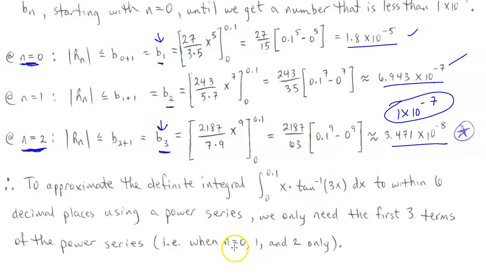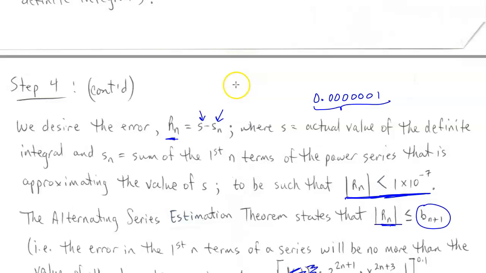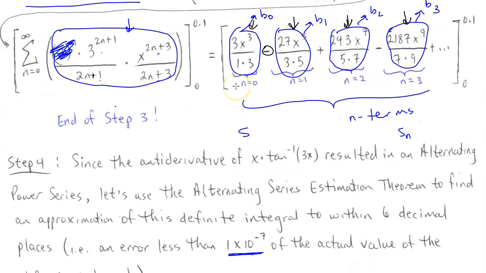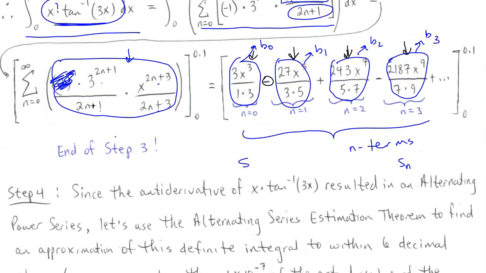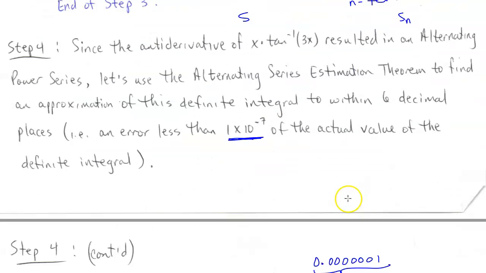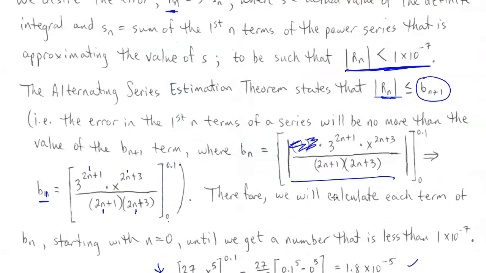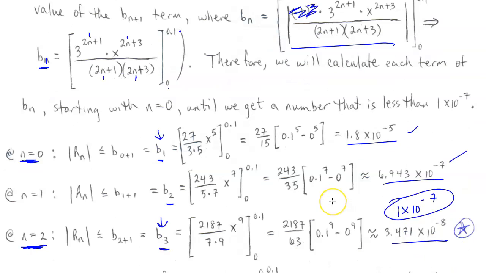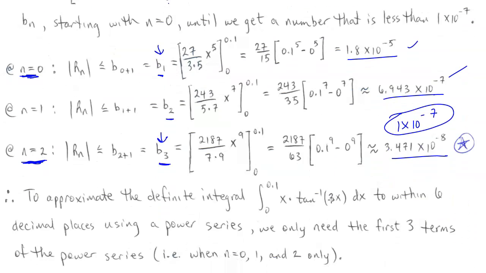That is, we're going to use the term when n is equal to 1, n is equal to 2, n is equal to 3, okay? And what that looks like here, if we go back to what we were talking about at first, we are going to be using the first three terms to estimate our answer for this definite integral. All right, so let's go ahead and complete step four now, now that we know where to stop.